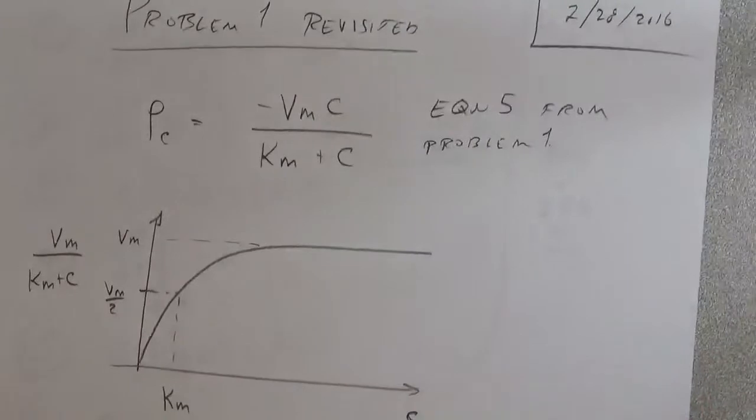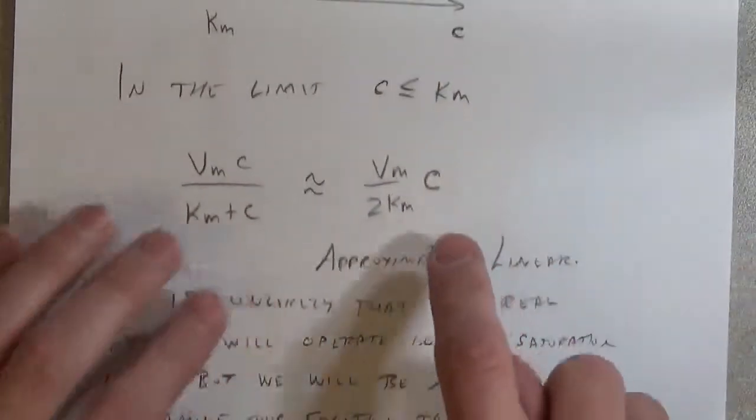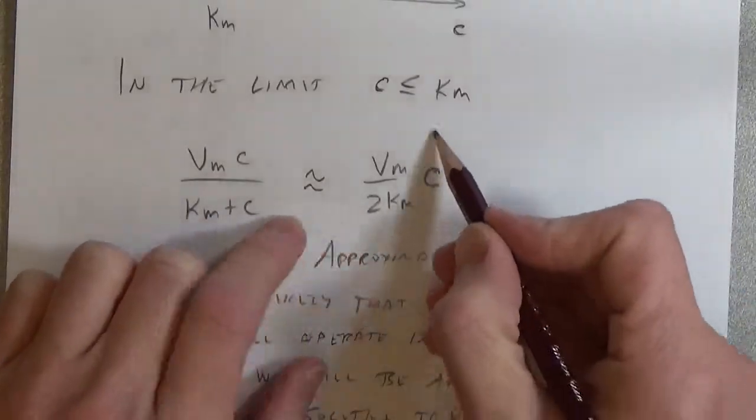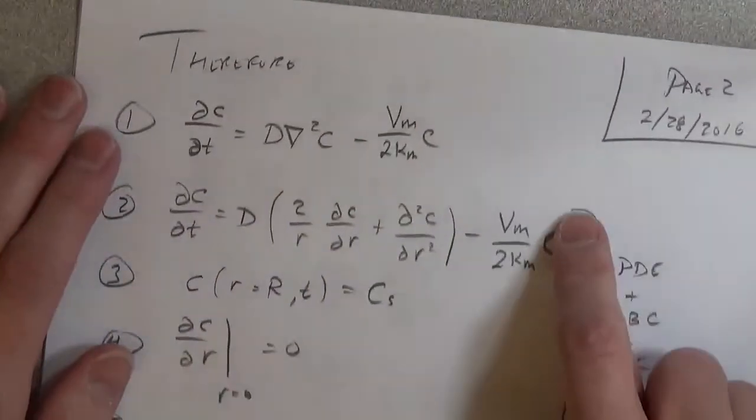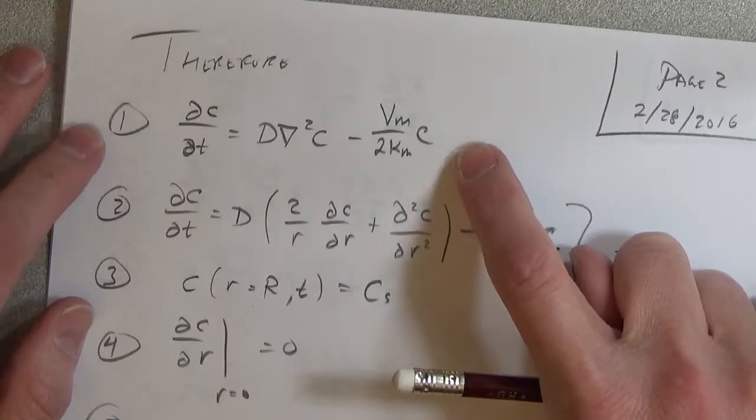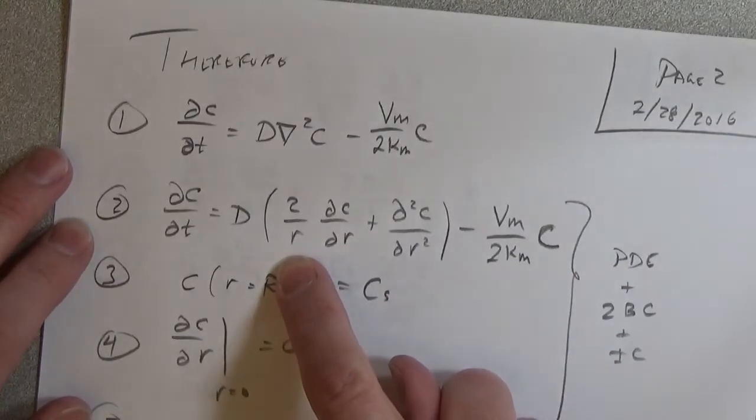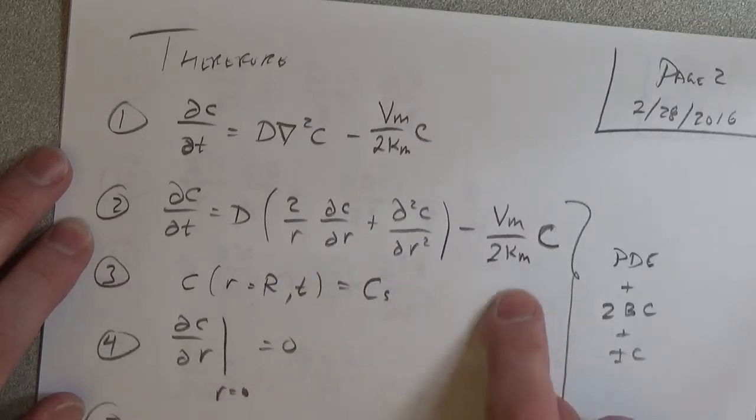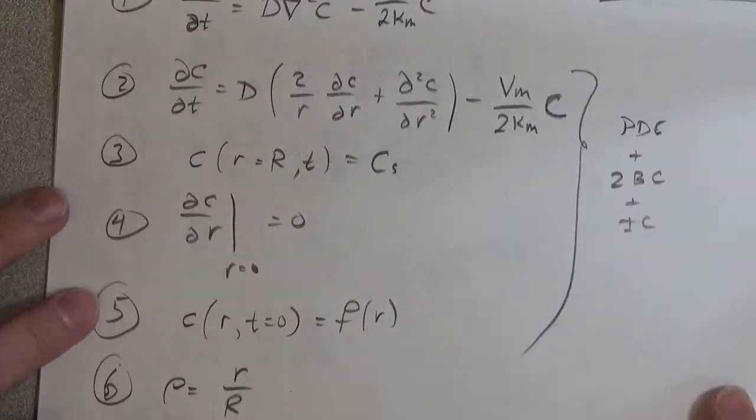So if we start with that, and this was equation 5 from problem 1, and substitute this in for equation 5, we now can write our partial differential equation this way. So that's the replacement for the original. Substituting in the radial coordinates and taking the spherical approximation, we have this. Again, this is the new and improved consumption term. Here are our boundary conditions, and here is our initial condition.